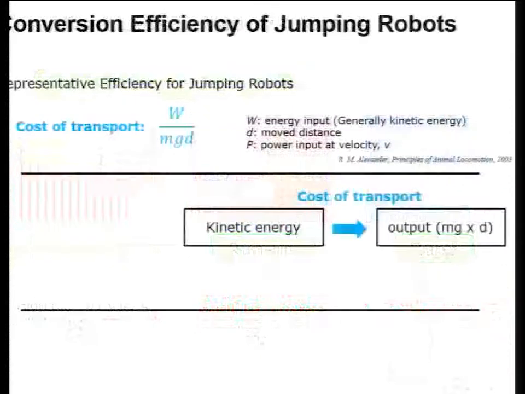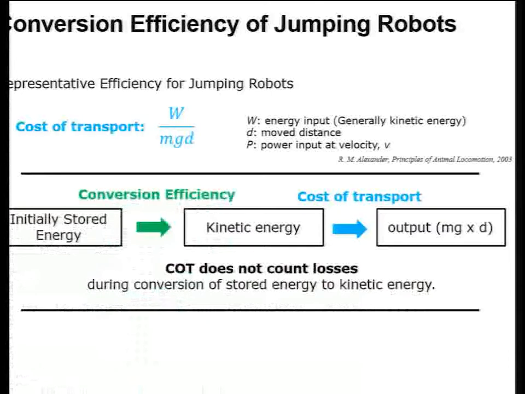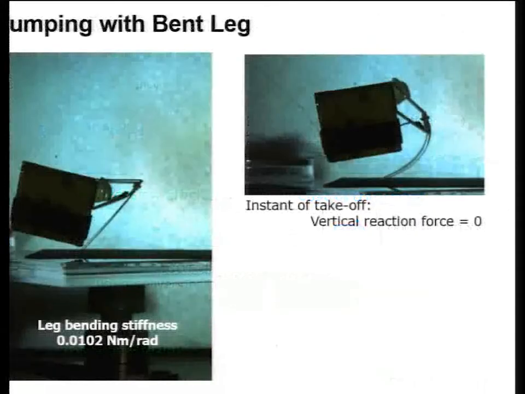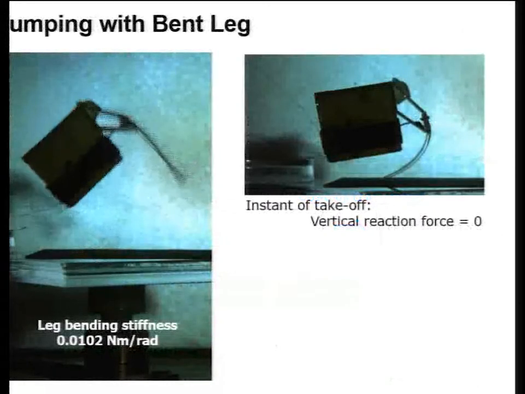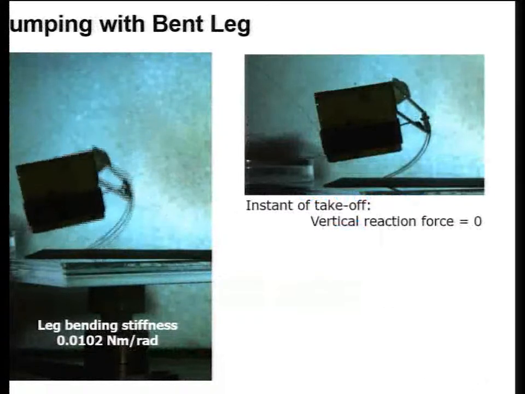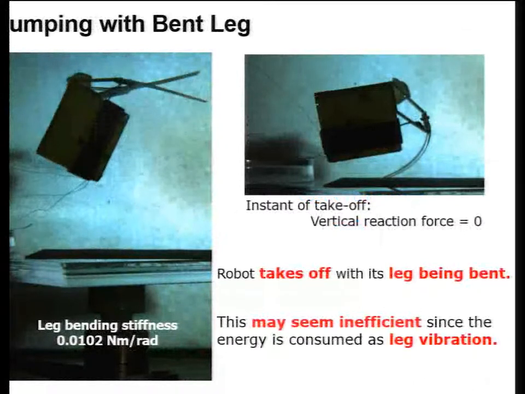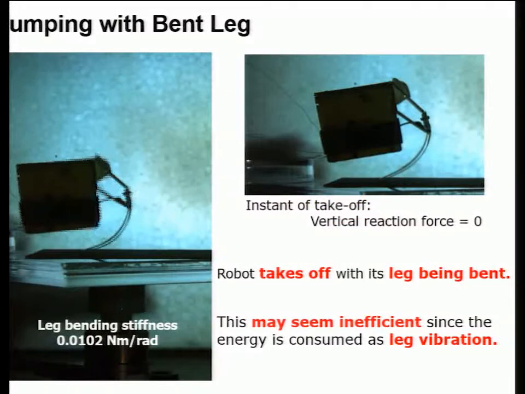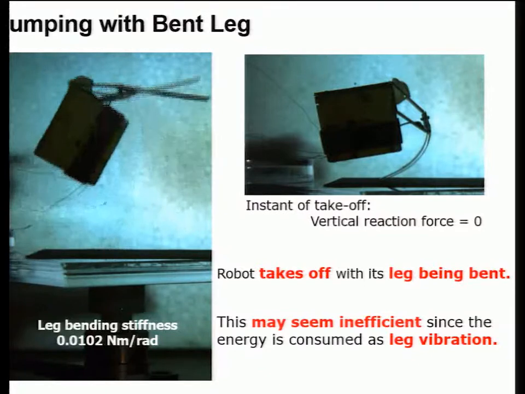So the idea is how much energy is really used for jumping out of the fixed amount of initially stored energy. So we employed the conversion efficiency that shows the losses during conversion of stored energy to kinetic energy, and is given as the ratio of converted energy to initially stored energy. And if we take a look at the instant of takeoff, where the vertical reaction force is 0, interestingly, the robot takes off with its leg being bent. And this may seem very inefficient since the energy stored in the leg is consumed as a leg vibration.